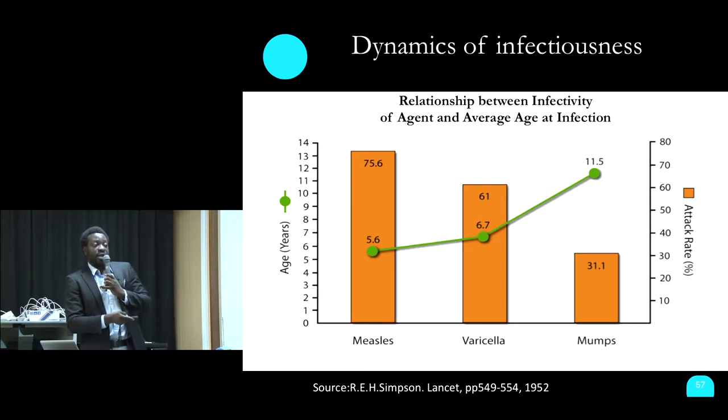So why? Because measles has a much higher R0 compared to varicella, and varicella has a much higher R0 compared to mumps. So if R0 is very large, you get infected when you are very young. When R0 is very small, you get infected later in age. So this is the relationship between R0 and the age at infection.